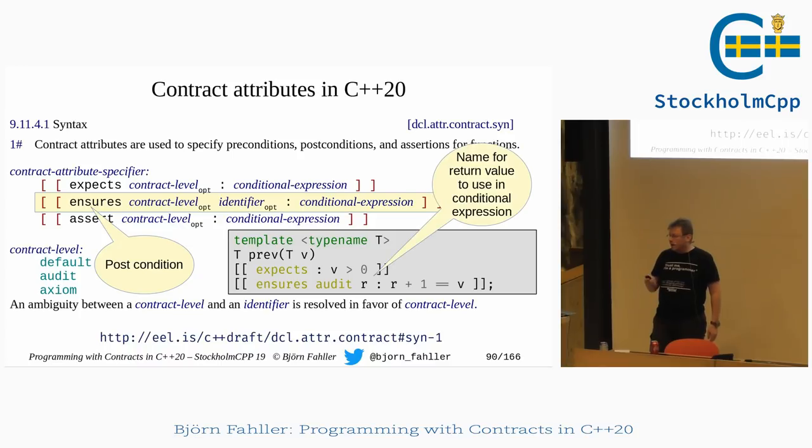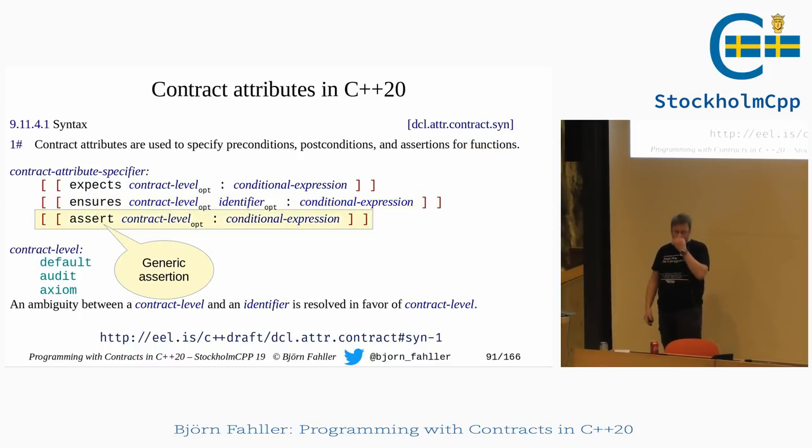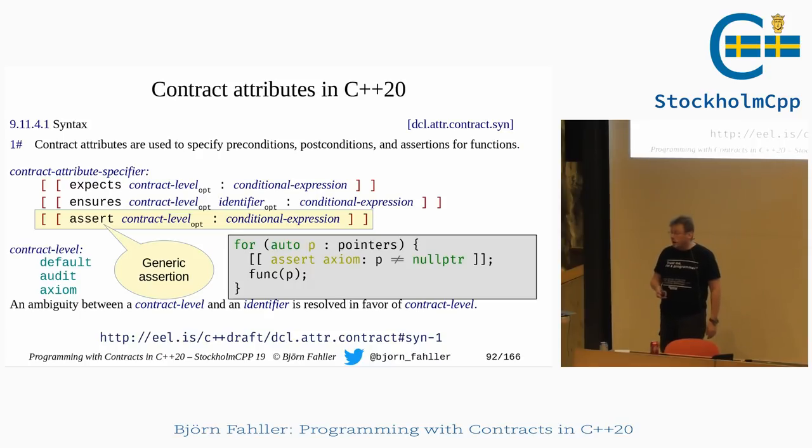And then we have an assert that is really just a generic assert. It's very much the same thing as the assert macro, except that you can say at default or audit or axiom level. But you use it the same way as you use a normal assert. Like so, for example. Ensure that there are no null pointers in there.